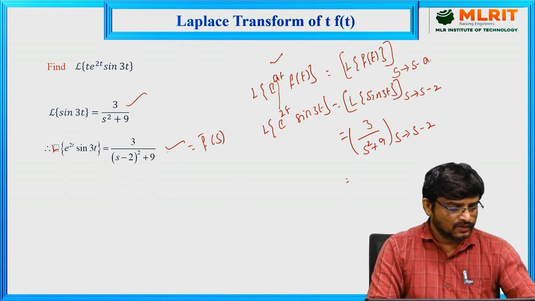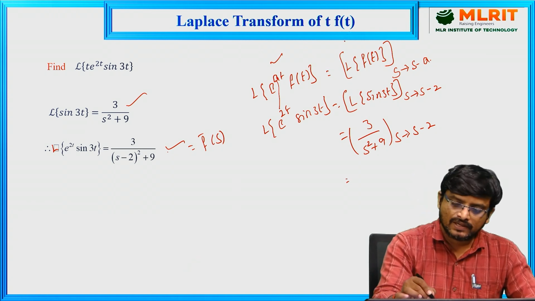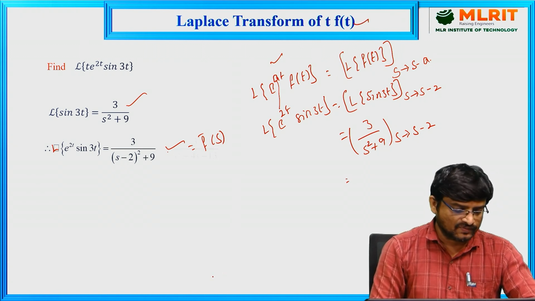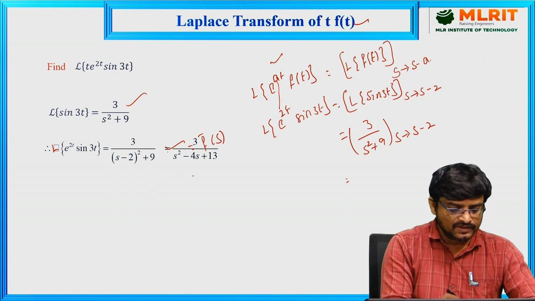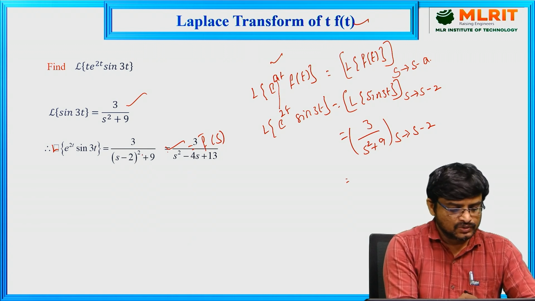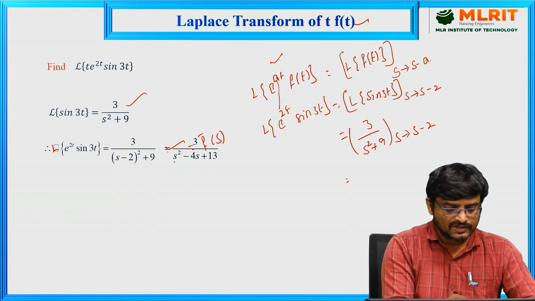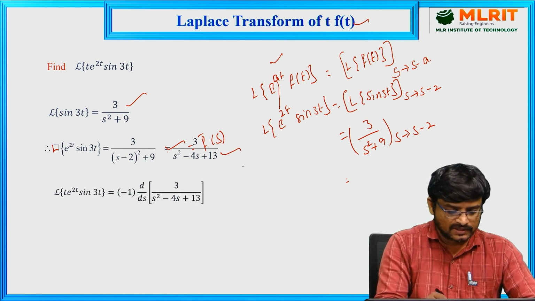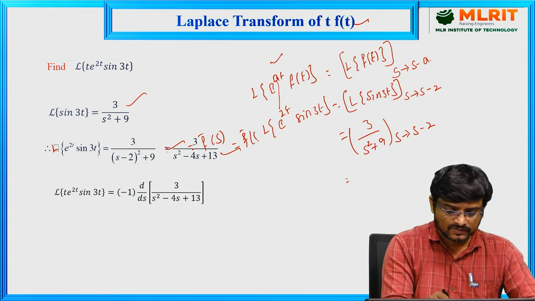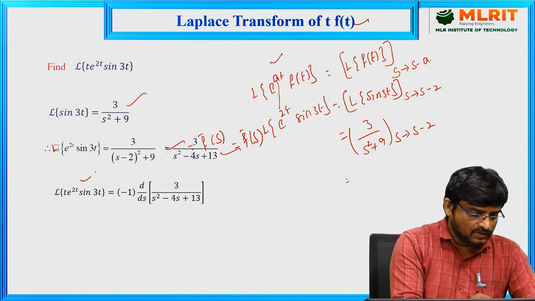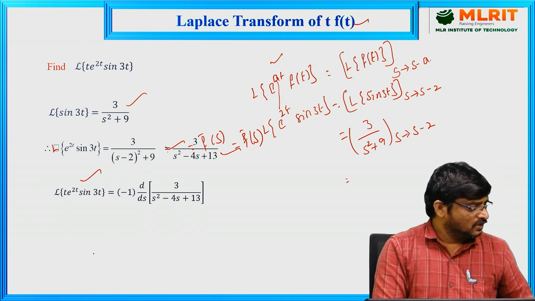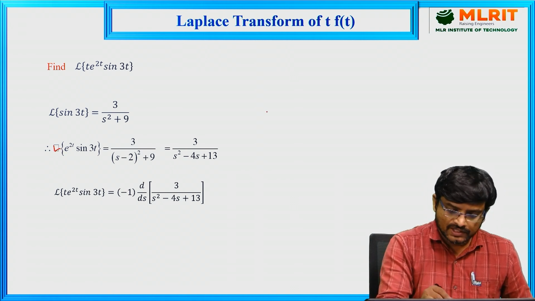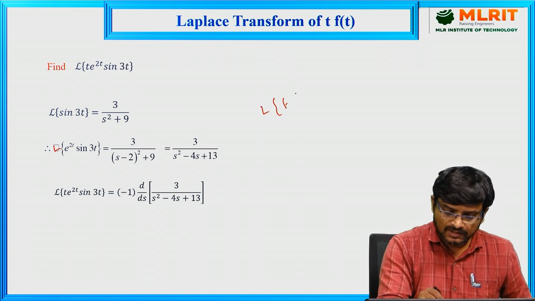Now we got f bar of s, and we are ready to apply the Laplace transform of t into f of t. Now simplify this: s minus 2 whole square plus 9 gives 3 by s square minus 4s plus 13. So we consider this as f bar of s. Now you take the total function. Our total function is of the form Laplace transform of t into f of t.